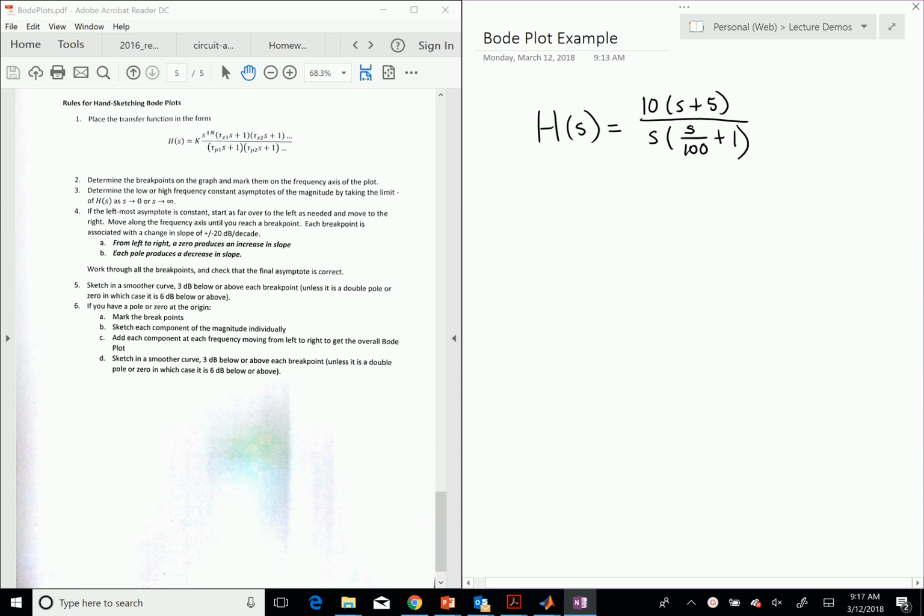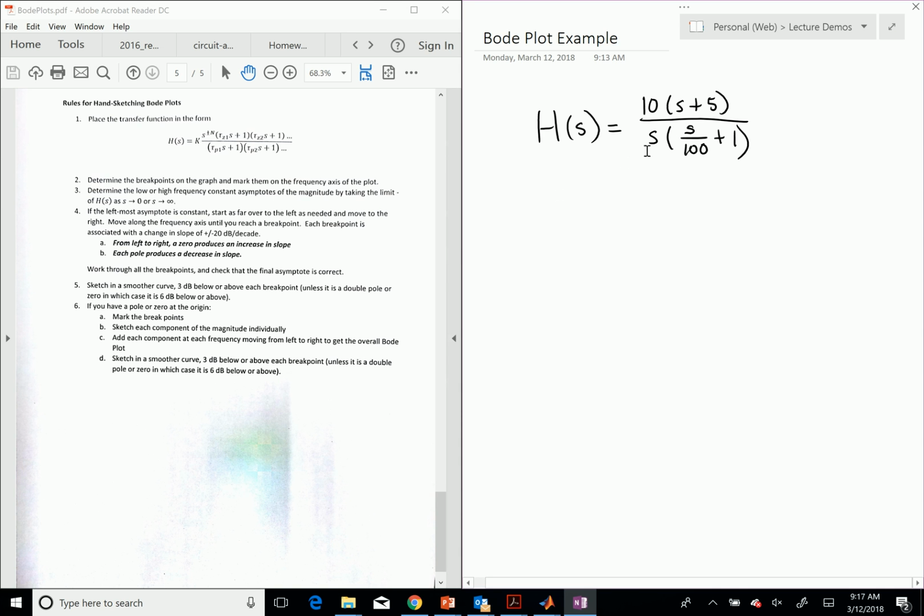Now, I had posted online, I told you guys this a while ago, these rules for hand sketching Bode plots. And I said, this is my general form right here. I want my transfer function in this form. One of the things that I have in there is this s to the plus or minus n. If I have a pole or zero at the origin, meaning that I have this term right here, then it's a little bit more challenging to make the Bode plot.